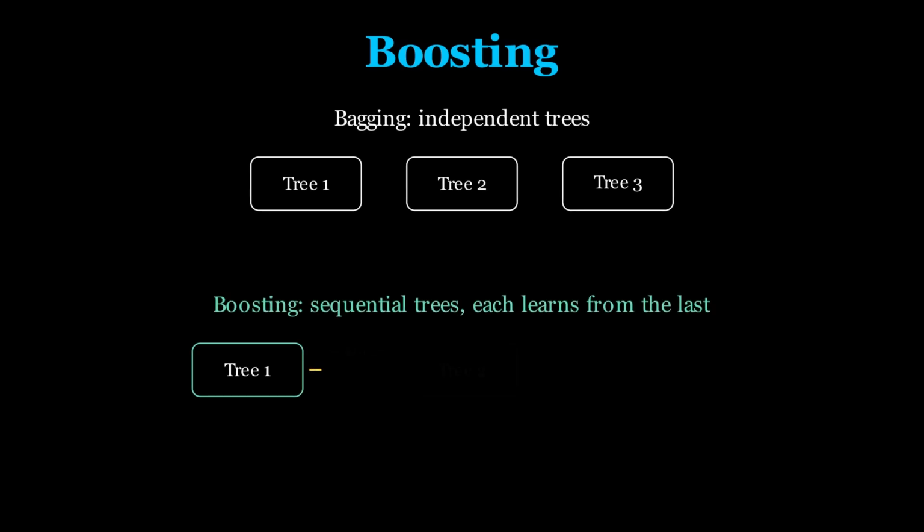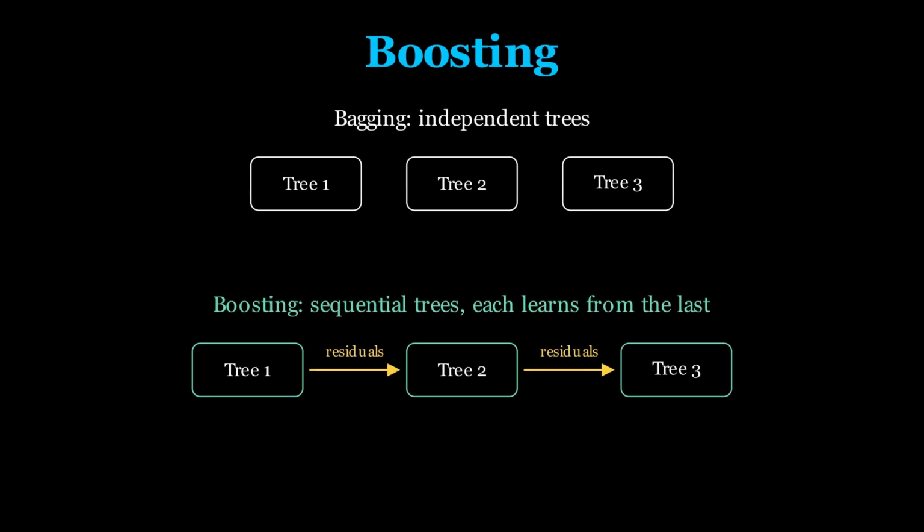Our last ensemble method is boosting, and it takes a fundamentally different approach. Unlike bagging, where models are built independently on Bootstrap samples, boosting builds models sequentially. Each new tree is fit to the residuals of the current model, so it focuses on the mistakes made by the previous trees and attempts to correct them. Here's the boosting algorithm for a regression tree.